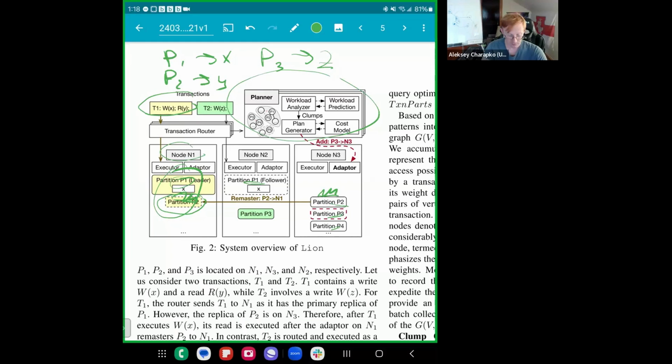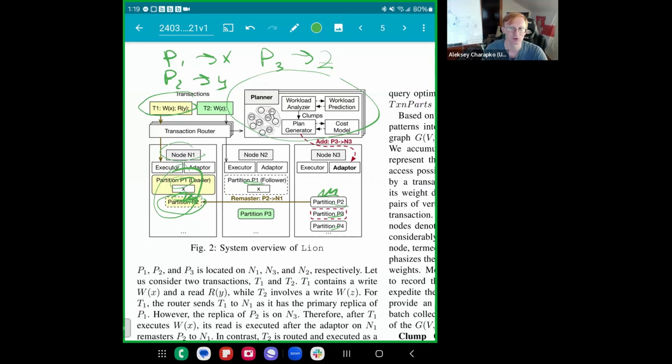Just transfer the leadership if it's possible, right? So if for whatever reason you're trying to run the transaction and the node doesn't have all the partitions, so not only the primary, but it doesn't have any followers, then Lion may decide to migrate one partition from one node to another node, right? So if I need to do this transaction, the migration is an option. That being said, they try to avoid doing this online, right? Because they say that this migration takes a lot more time than just changing the leader, which in my mind, changing the leader takes a substantial amount of time as well.